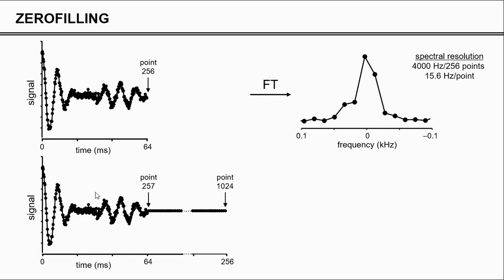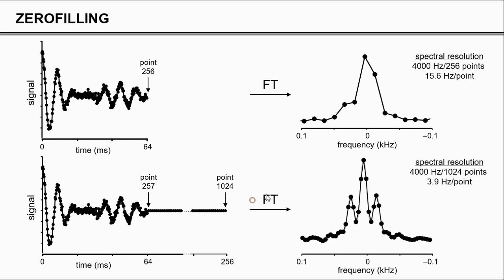The smarter way is just to acquire the signal as you have, and then just add zeros at the end. Fourier transformation now gives you more data points in the spectrum. In this case, you would have 4000 divided by 1024 points, or slightly under 4 Hz per point. And now you can see that all the features that were in the analog spectrum are now also in the digital spectrum as well.